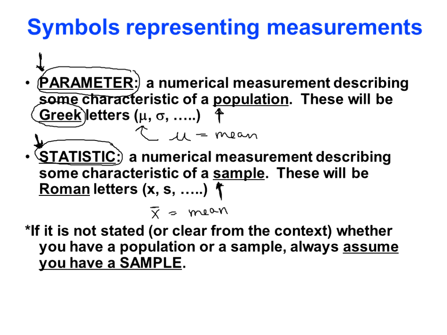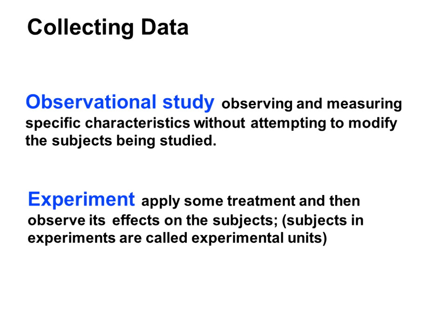So based on symbols, you should know whether it's coming from your population or your sample, all based on what the symbol looks like. If it's not stated or clear from the reading whether you have a population or a sample, we always assume we have a sample. But if you're given the symbols, you should always know whether you're looking at the population or a sample, just based on what the symbol looks like.